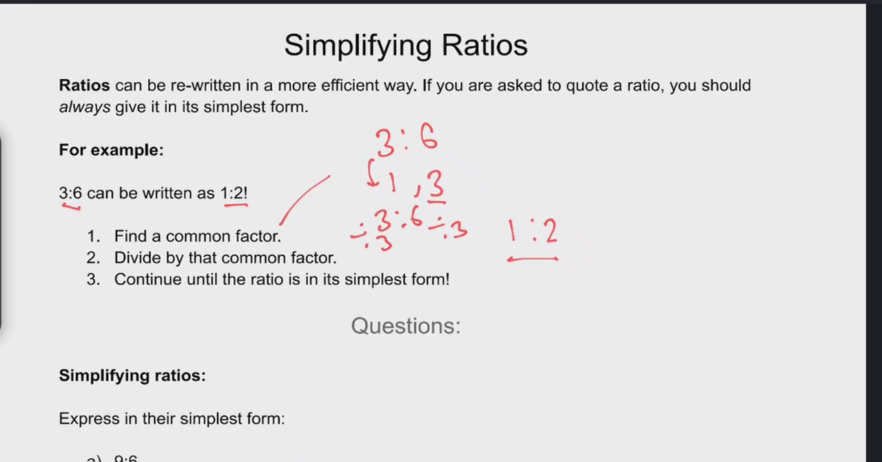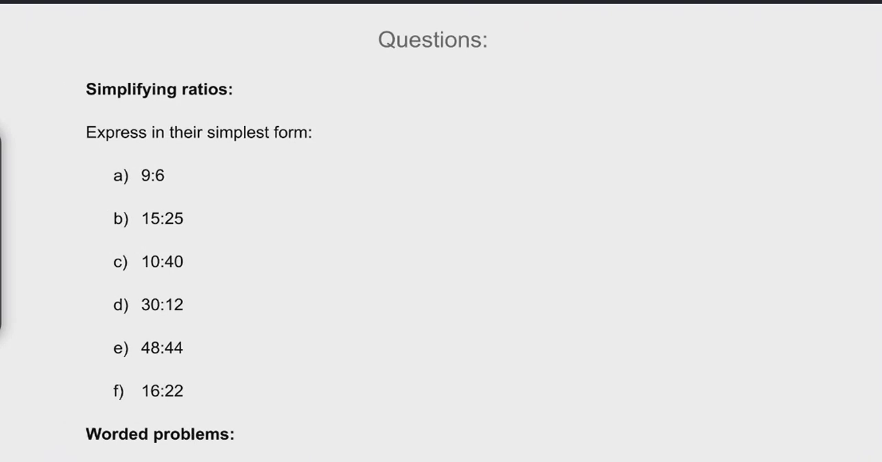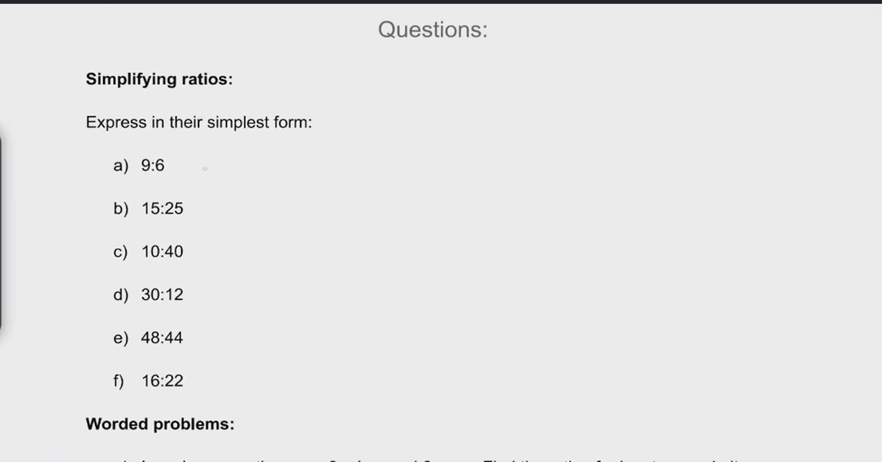So now let's practice. We have a bunch of questions here, to be expressed in their simplest form. The first one is 9 to 6. What is the highest common factor of 9 and 6? Have a quick think. Okay, if you said 3, then let's try it. So 9 to 6, let's divide each side by 3. 9 divided by 3 is 3. 6 divided by 3 is 2. 3 to 2, and this can't be simplified any further. So that will be the answer.